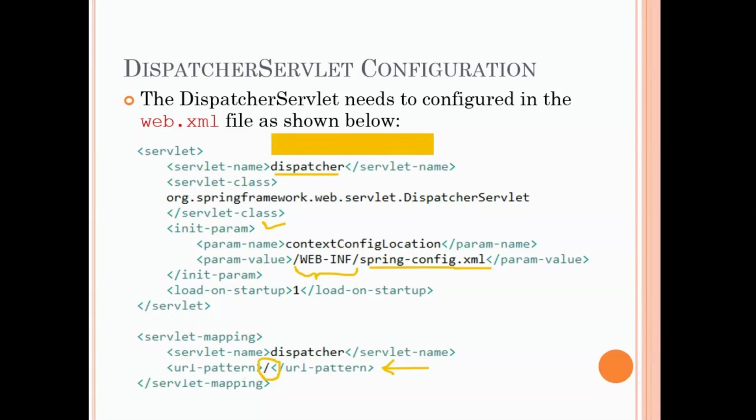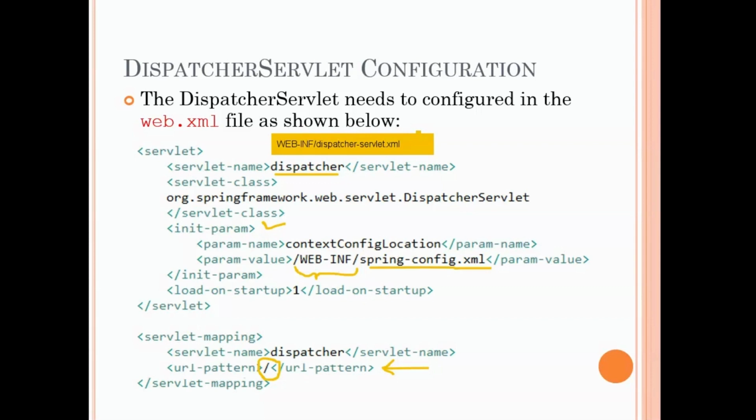Wait a minute, I'll just write it down here. It has to be dispatcher-servlet.xml. And you need to make sure that it is inside the web-inf folder. Web-inf folder is where it needs to be, and it has to be whatever the servlet name is, hyphen servlet.xml. Then you cannot change this particular name. It has to be this only.